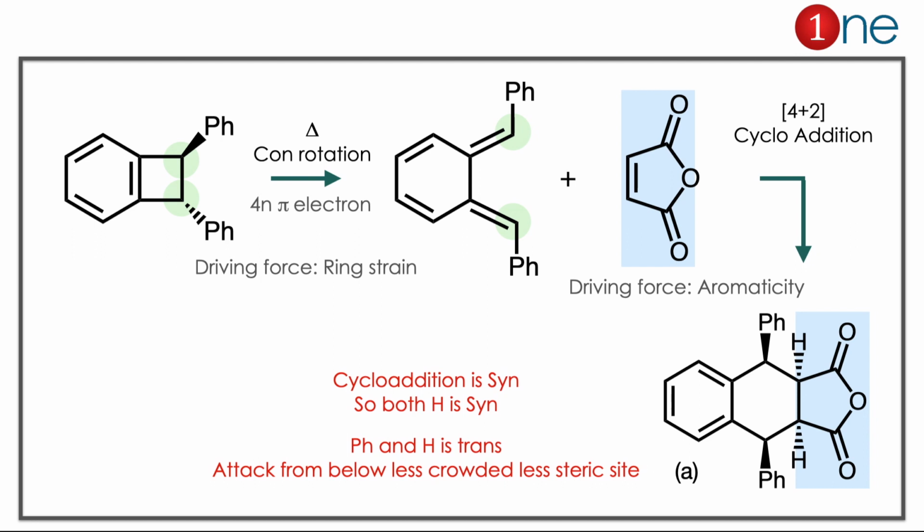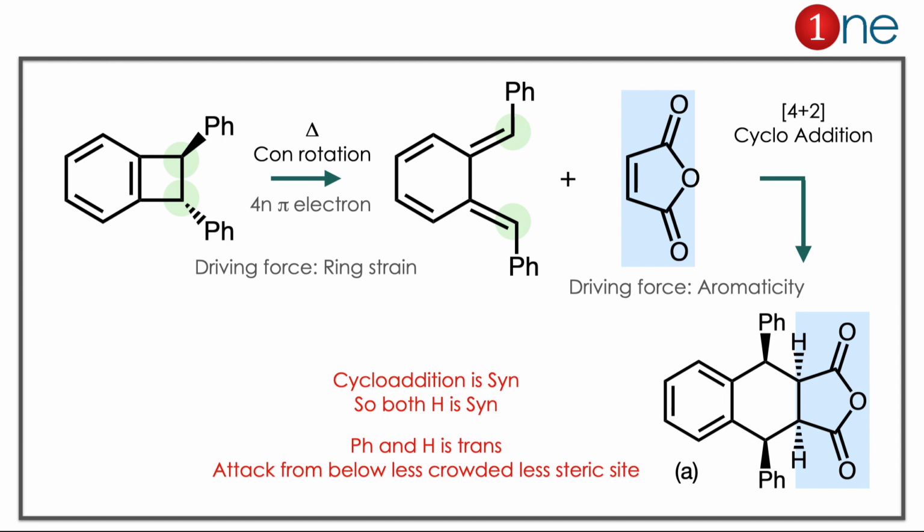What happened to stereochemistry? The stereochemistry here is syn, because cycloaddition is a syn one, so the hydrogens are syn to each other. And what happened to phenyl? Phenyl and hydrogens are trans, because the attack will always be on the less crowded side, so it is against the phenyl. Phenyl will be on top, meaning you have hydrogen below. It can be vice versa too. So the product is clearly A.